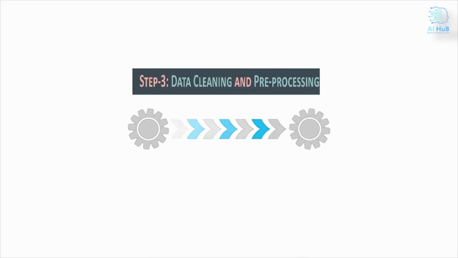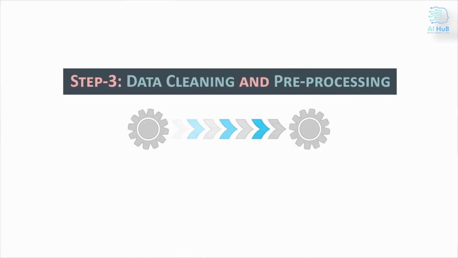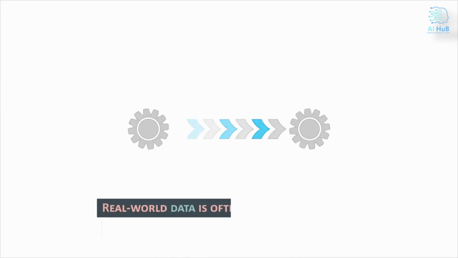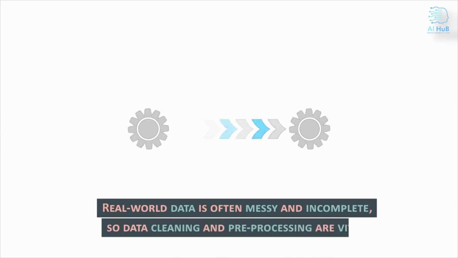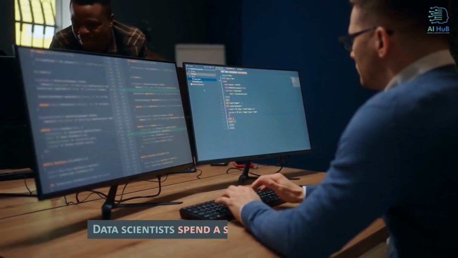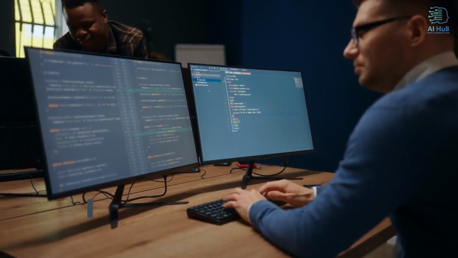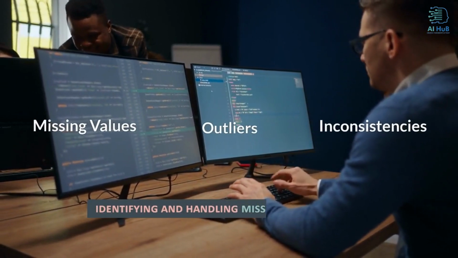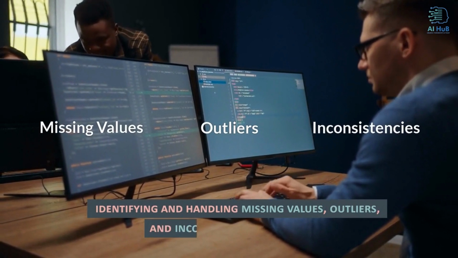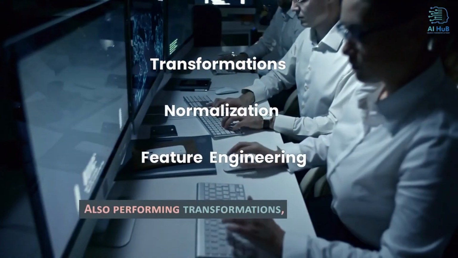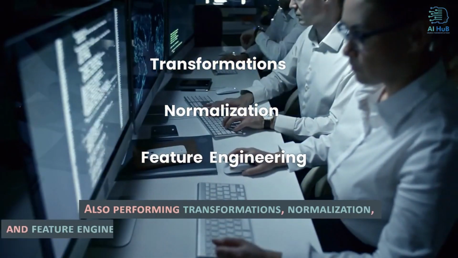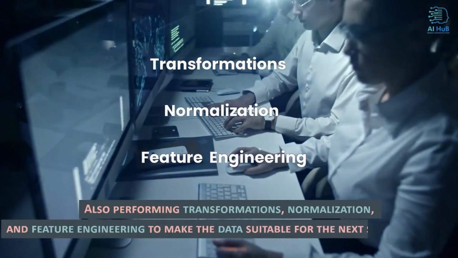Step 3. Data cleaning and pre-processing. Real-world data is often messy and incomplete, so data cleaning and pre-processing are vital. Data scientists spend a significant amount of time identifying and handling missing values, outliers, and inconsistency in the data. Also performing transformations, normalization, and feature engineering to make the data suitable for the next step, analysis.